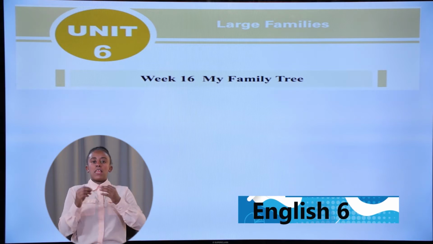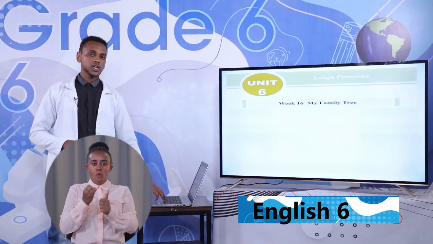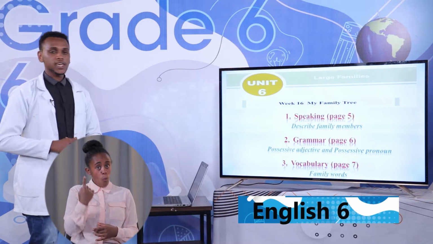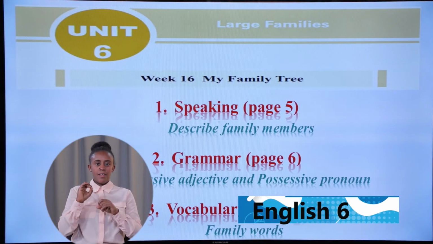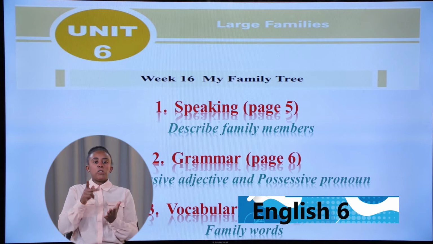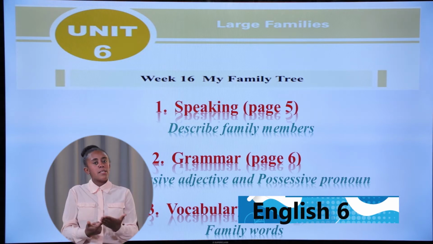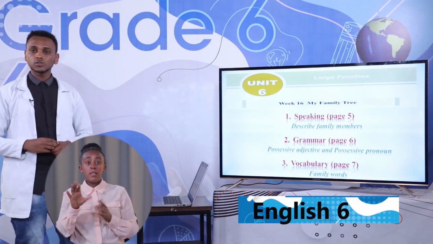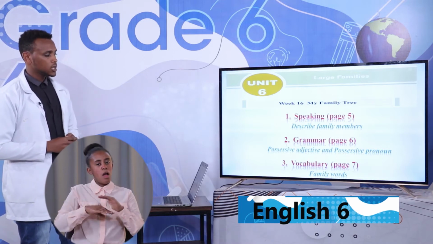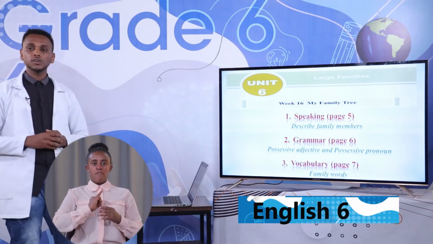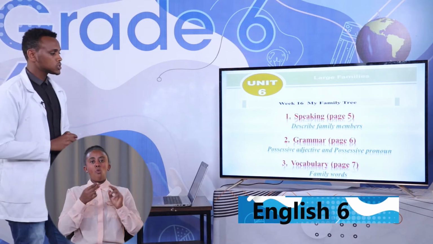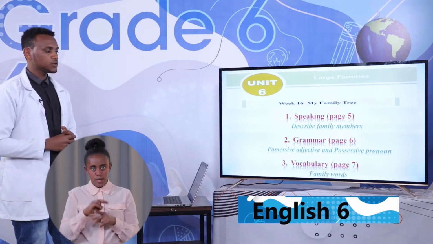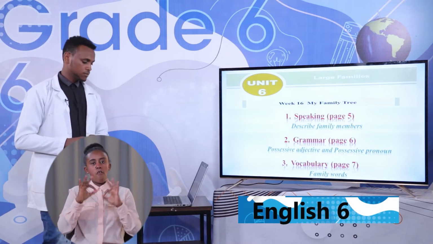Let me introduce today's lesson elements. 1. Speaking. It is on page 5 of your textbook. Under this, we try to describe family members. The second one is grammar. It is on page 6 of your textbook. Under this, we try to see possessive adjectives and possessive pronouns. At last, we try to see vocabulary. It is on page 7 of your textbook, and we try to study family words.